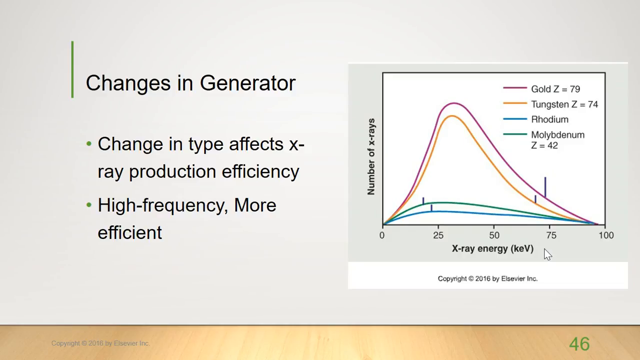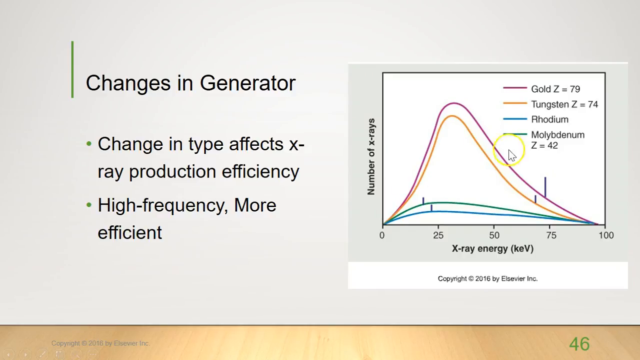Changes in the generator type change the X-ray production efficiency. So it doesn't mean that a better generator has more, it means it's more efficient at producing it. High frequency units are much more efficient in producing X-rays than a single phase. This means that with the same amount of electricity, a high frequency unit produces more, but it also produces more quickly. In the X-ray emission spectrum, this is represented by an increase in amplitude and average.